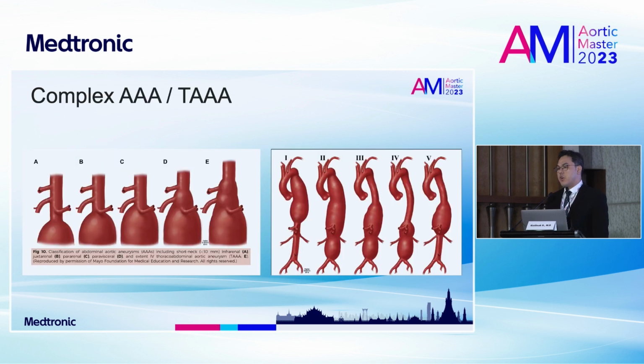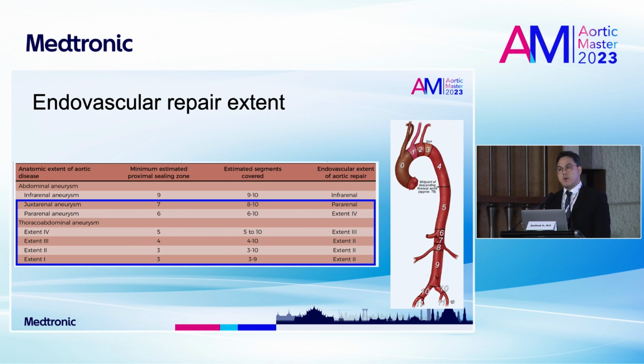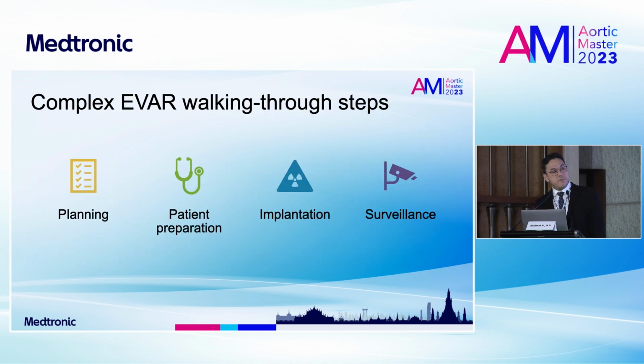So when talking about complex EVAR, we are treating complex AAAs and also part of the thoracoabdominals, where we have to cover the visceral segment, maybe up to the arch and maybe up to zone 3, zone 2. And I would like to walk through the steps of planning, patient preparation, implantation, and surveillance.